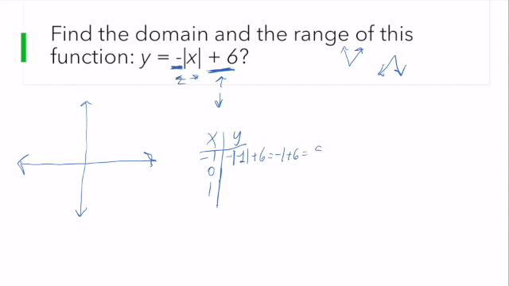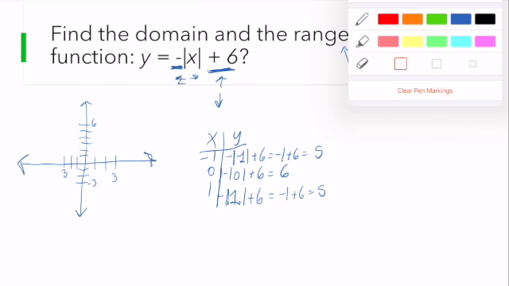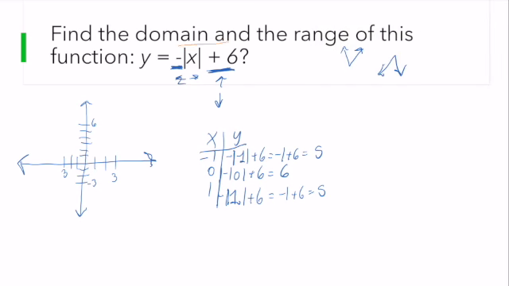If x is 0, I'm just going to be left with 6, and this is symmetrical, right? So if I have the absolute value of positive 1, that's going to be plus 6. That gives me negative 1 plus 6, which is 5. So let's go ahead and graph this. I'm going to go ahead and graph this in orange. Feeling very orange today. Okay, so let me graph my points.